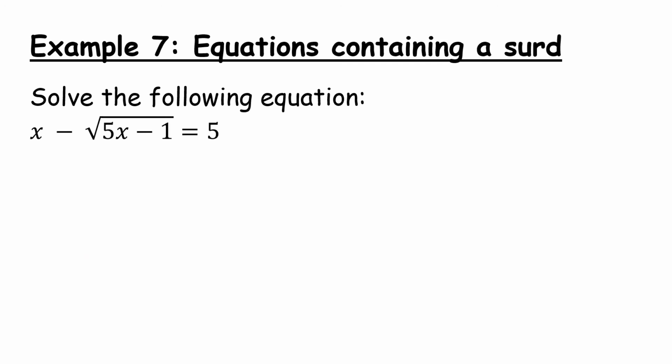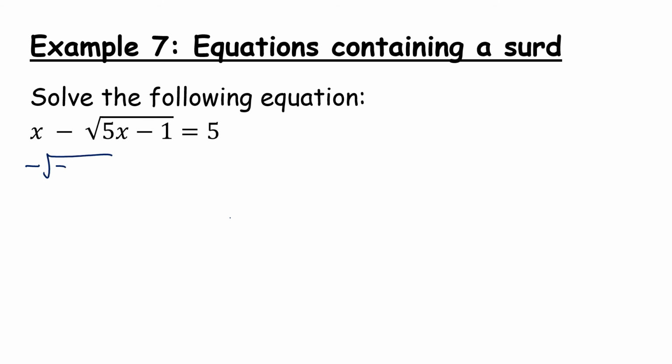So now let's look at an example of a surd equation. So this is an equation which contains one surd. So we can see it there. We have x minus, and then we have the square root of 5x minus 1, and that equals 5. So the first thing we want to do with a question like this is to isolate the surd, or basically to get it on its own. So we want the surd on one side of the equals and everything else on the other. So let's go with that.